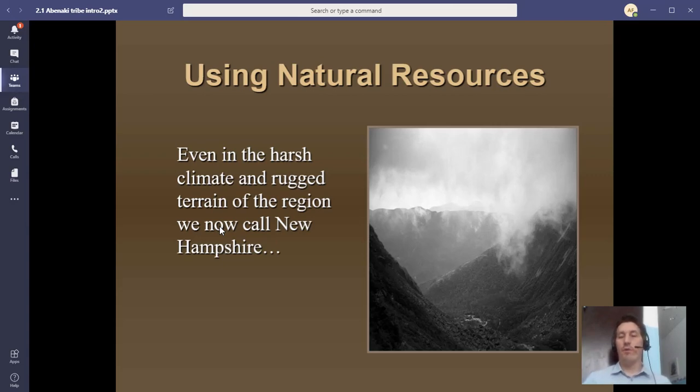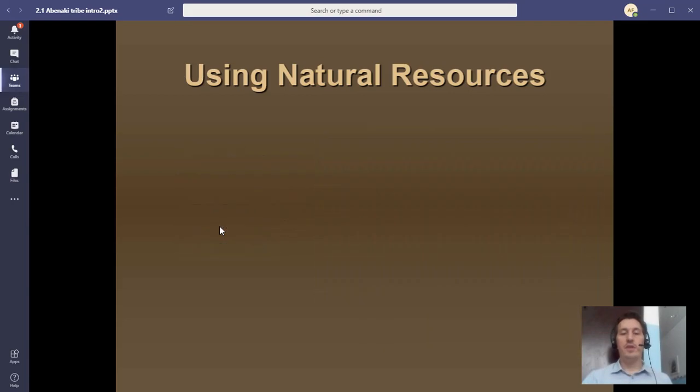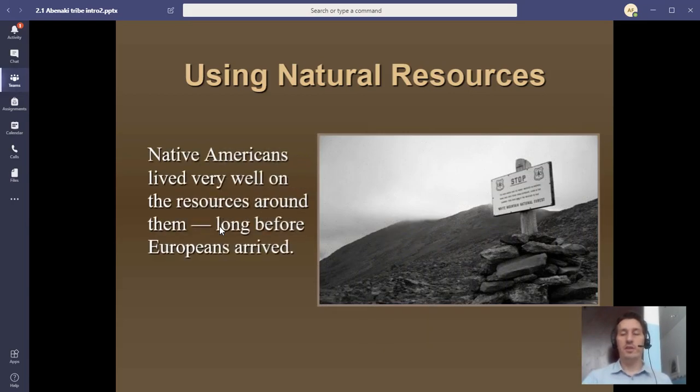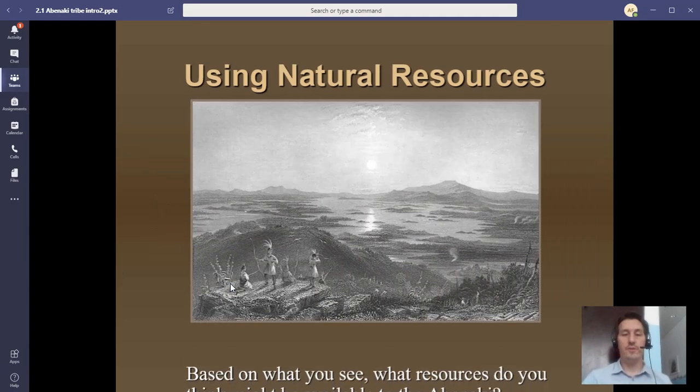So if they lived in a forest, they would have the resources of the forest: the trees to make their houses, or logging, any type of animals and plants and berries that are available in the forest. If they lived by the ocean, the same thing, they have resources available to them from the ocean. They lived in an area called New Hampshire, in the northeast part of the United States, where it's very cold. They lived very well on the resources around them. This is way before the Europeans arrived.